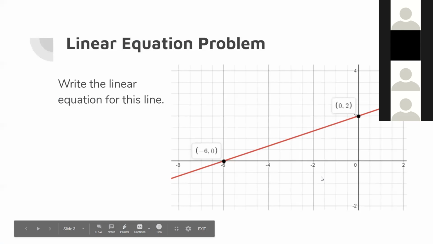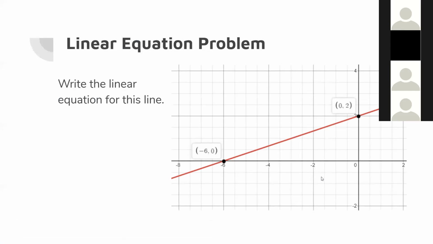So this is your basic linear equation problem. I hope you guys can all see the graph. You can see the 2 points, -6, 0, and 0, 2. I want you guys to be able to find the linear equation of this graph. Let's take 2 minutes. You can pull up a pencil and paper and find the equation of this graph.